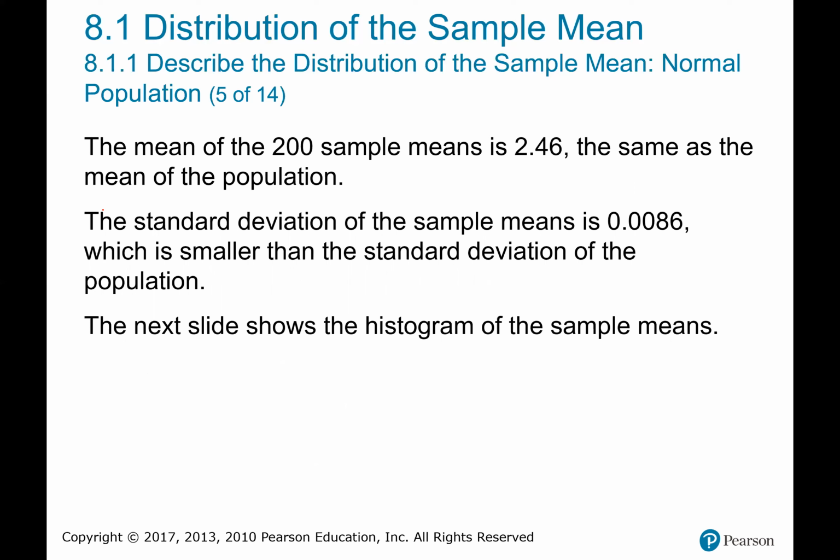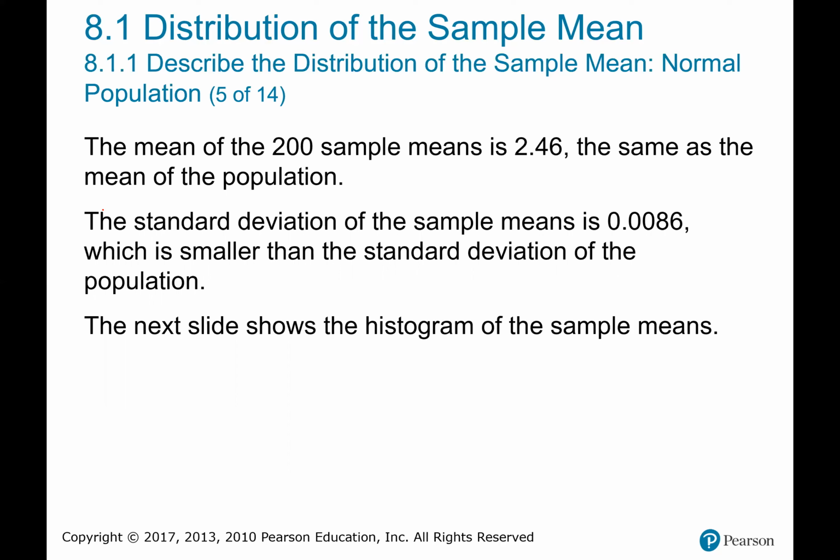Now the mean of the 200 sample means is 2.46. So again, guys, if I put all these in the computer and find the mean of it, the mean is 2.46. And look, this is the same as the mean of the population. Remember, when I showed you the problem at first, the mean of the population was 2.46. And now when we take 200 samples and find the mean of it, the mean is 2.46, the same as the mean of the population.